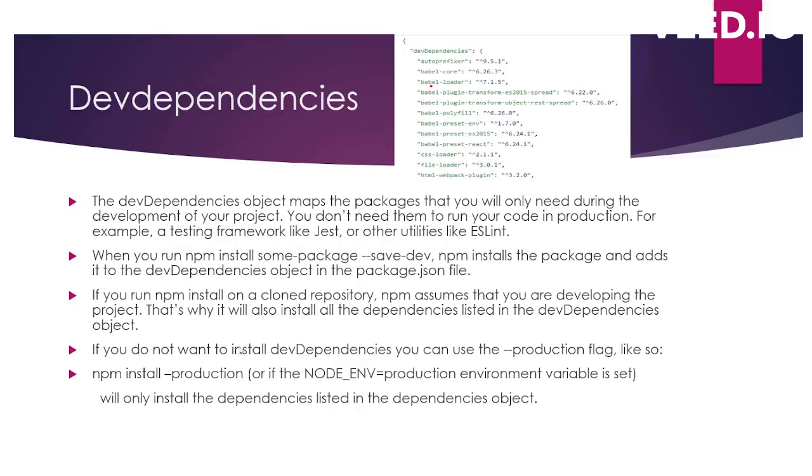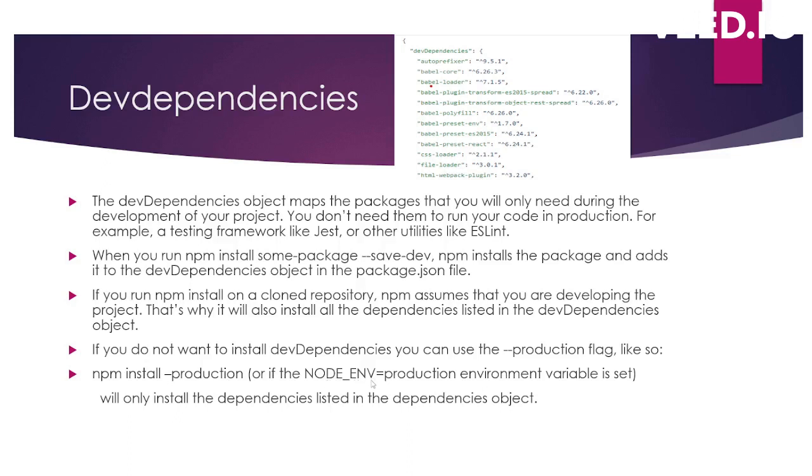In order to install a dev dependency, we need to do npm install the package name and --save-dev. So if I want to install jest as a dev dependency, I'll do npm install jest --save-dev. Then jest will be put inside my devDependencies object and it will be installed as a dev dependency.